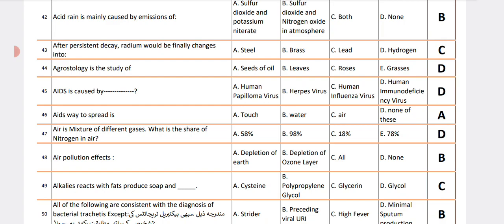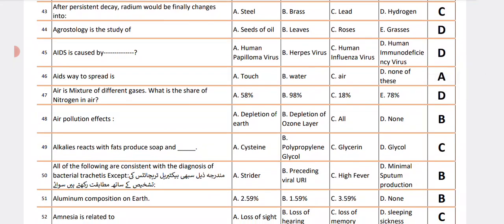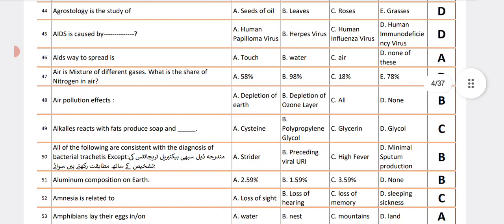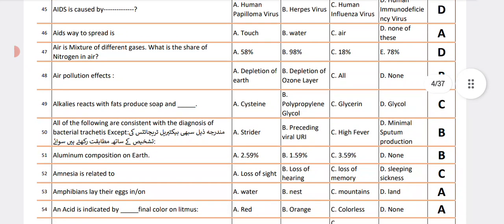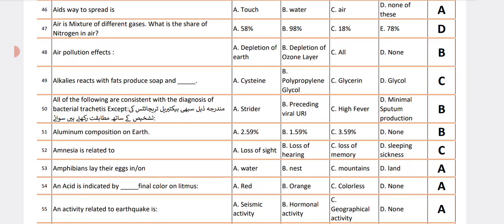Agrostology is the study of grasses. AIDS is caused by human immune deficiency virus. And next, AIDS way to spread is touch. Air is a mixture of different gases. What is the share of nitrogen in air? That is 78%. Air pollution effects: depletion of the ozone layer.